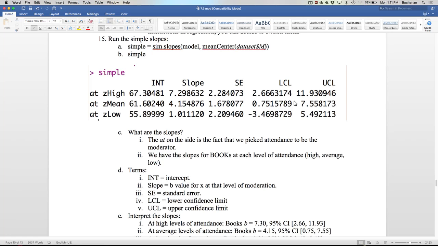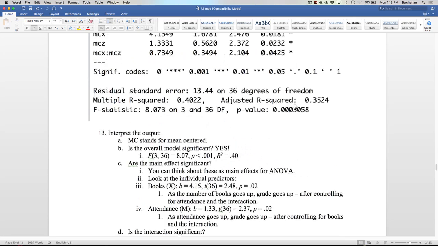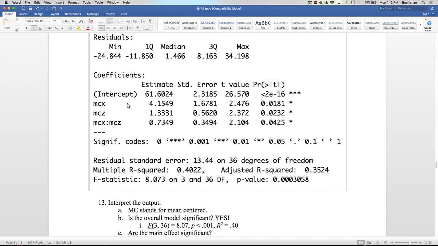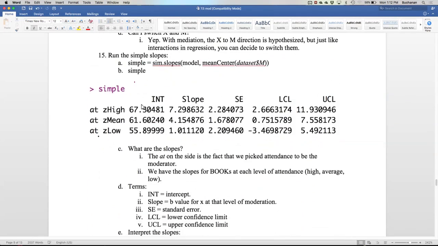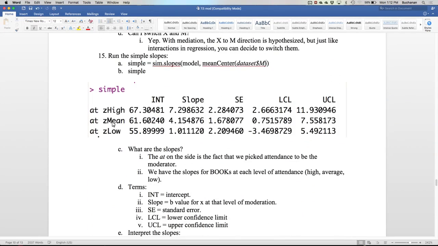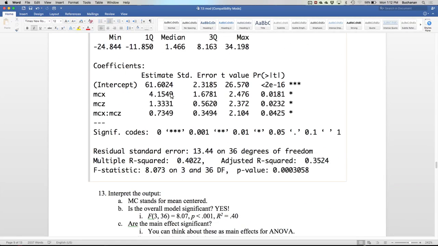The mean one for the books, the slope, is that the same thing as what we got for the main effect slope? Yes. 4.15. Yeah. That's how you can tell you did the one you wanted. So that was a sentence or two away. But yes. So what John is saying here is that average here, 4.15. So you can make sure you're using the variable you think you are. That should match the one up here, 4.15.